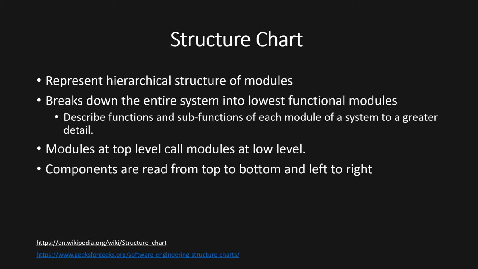The structure chart partitions the system into black boxes. You'll see that in later diagrams in the presentation, and we'll go over the different types of modules. How it works is that the inputs are given into the black boxes or modules, and then appropriate outputs are generated. Whenever you read the diagram, modules at the top level call lower level modules, and components are read from top to bottom, left to right.